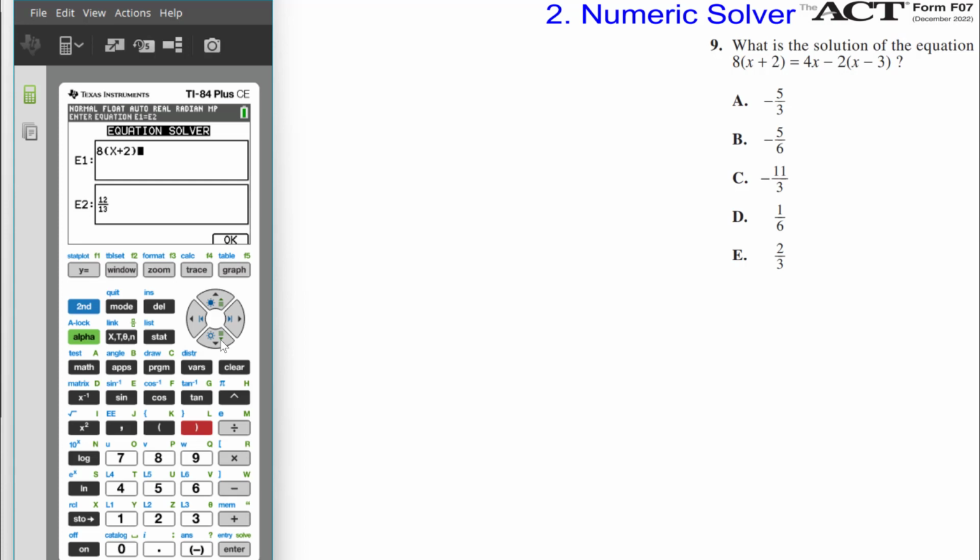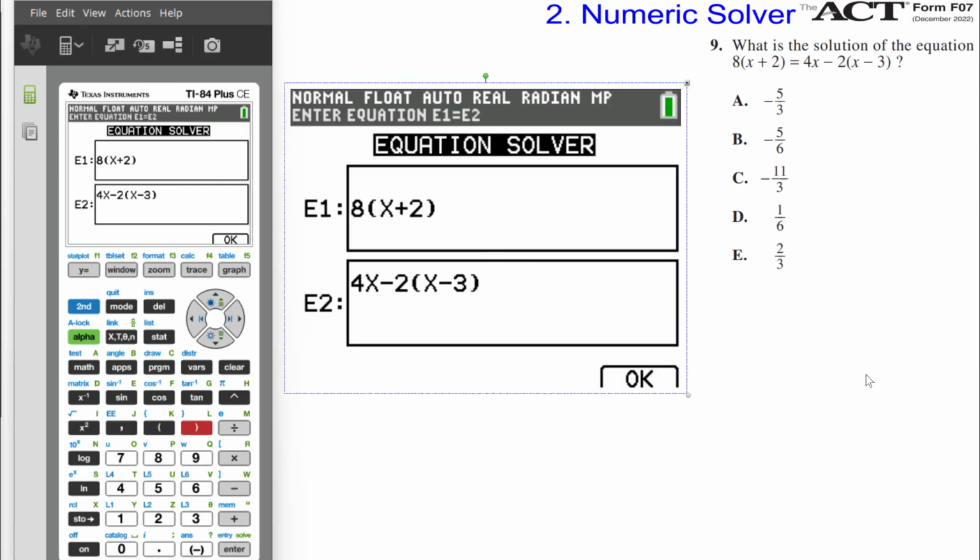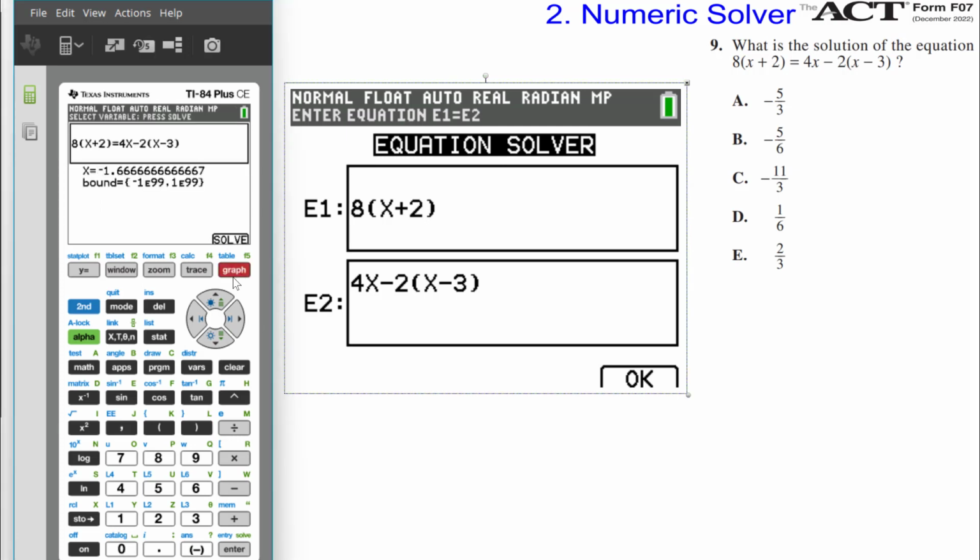So I'll just press clear and type the 8 in the left parentheses and so on. Once I've concluded that, press the down arrow, and I like to press clear to clear that out. And I'll type in the right-hand expression exactly as we see it. 4x minus 2 left parentheses, and so on. And let's double check and make sure that's correct before we move on. It has the word OK here, and that corresponds to the graph key. So I'll press graph to indicate OK.